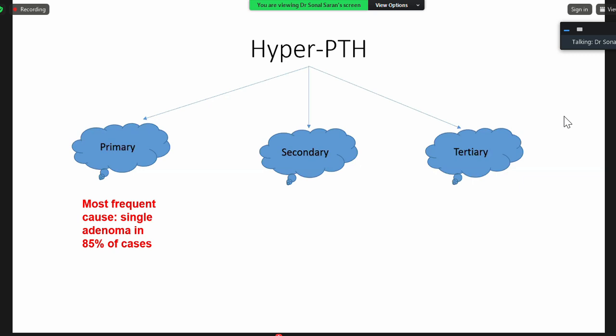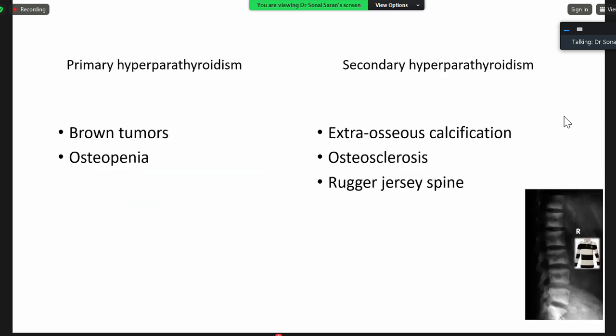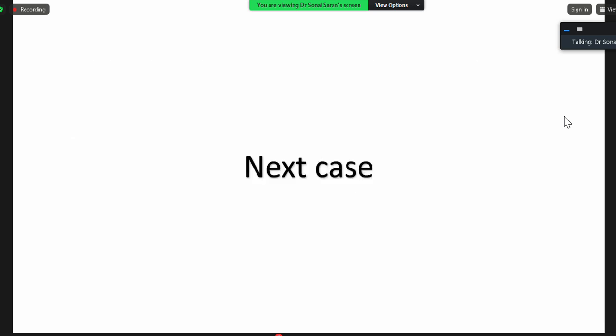Secondary is because of a poorly functioning kidney or CKD, which leads to hyperproduction of parathyroid hormone and causes secondary hyperparathyroidism. Radiologically, we can differentiate primary and secondary hyperparathyroidism on the basis of certain criteria. Brown tumor is more common in primary hyperparathyroidism. Osteopenia is more seen in primary cases, whereas secondary hyperparathyroidism cases have more extraosseous calcification, osteosclerosis, and rugger jersey spine. Next case.